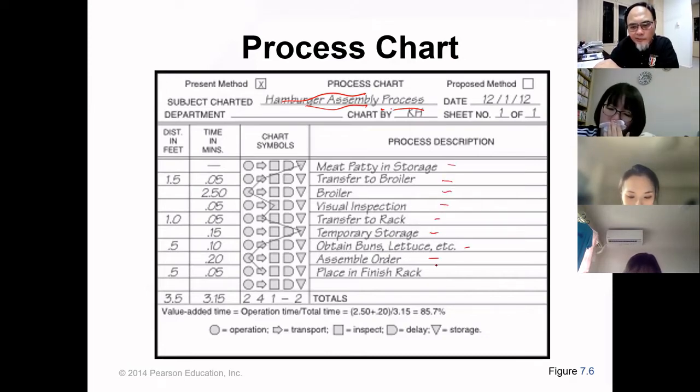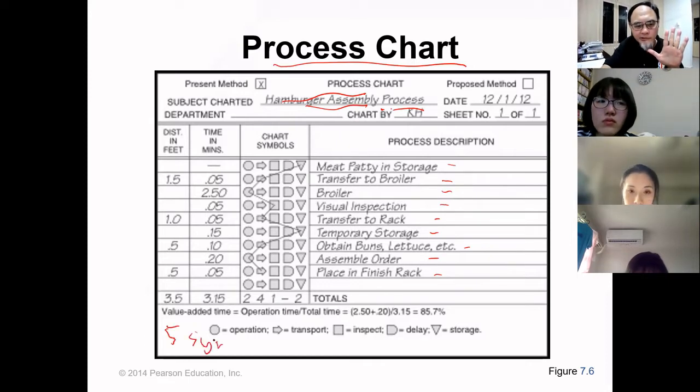These are the steps. You go to McDonald's. If you go and work in McDonald's, you can see: take a piece of paper, take the bun, put the burger. So you can see the process, and in a process chart, we use five symbols.